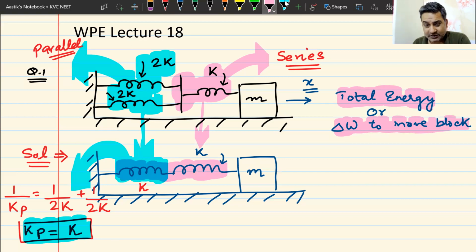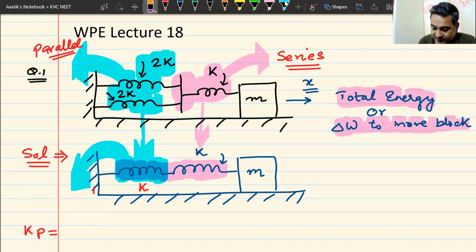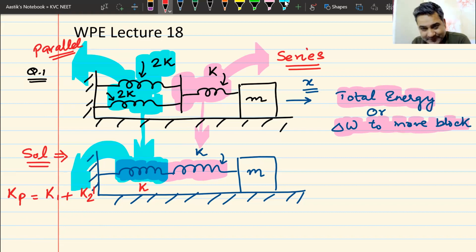But hello, I think I have made a mistake here. Anyone notice it? The two springs are in parallel and I have put the formula for the series spring. So I put that formula wrongly. I had to put it correctly. So what is the correct formula? K parallel is equal to K1 plus K2. I had put the opposite formula. So K parallel is K1 plus K2.